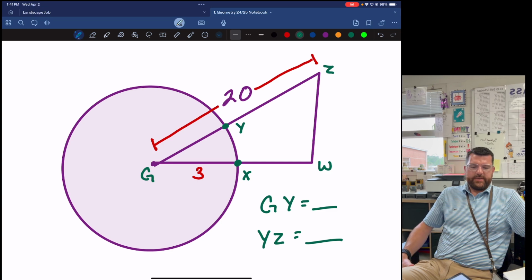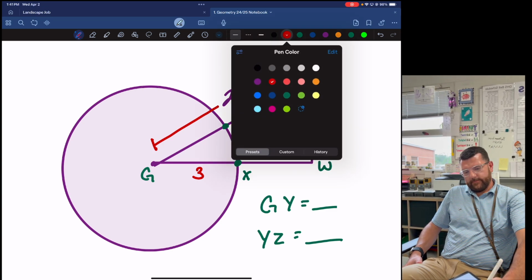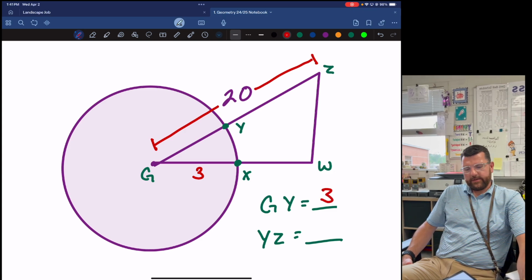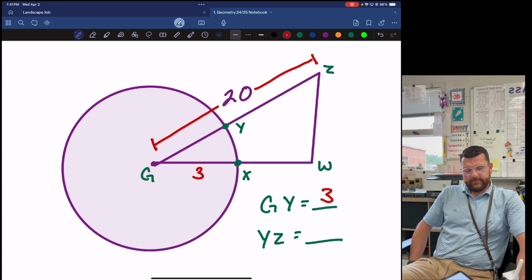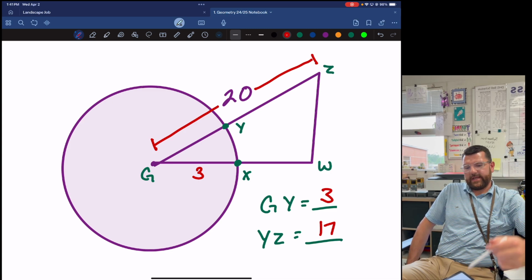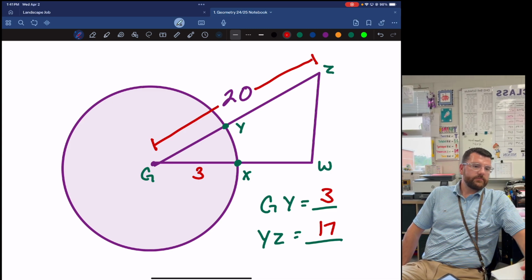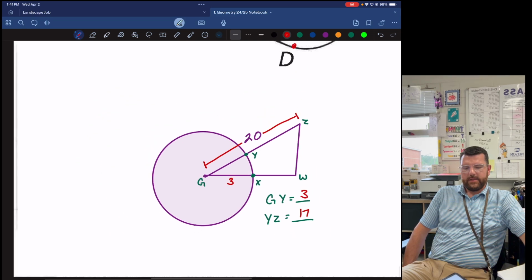What is the distance between G and Y? G and Y is 3. And what is the distance between Y and Z? 17. Because together, that entire distance is how long? 20.